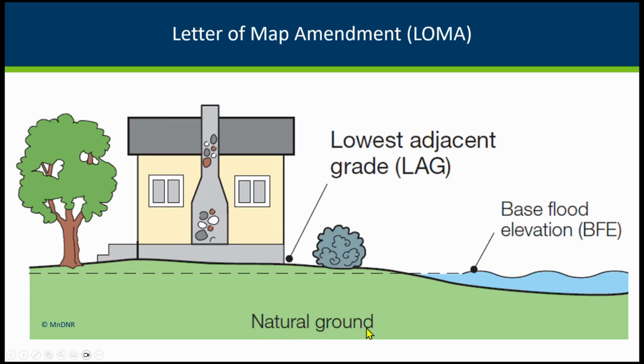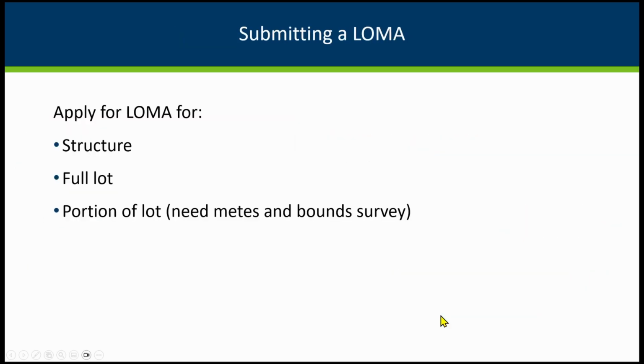The other thing is this is natural ground, and that means whatever the ground was on the day that the first FEMA map showed this area in the floodplain. So if there was filling done in the 40s or 50s, that doesn't count as fill. That would be considered natural ground. But if after the map comes out, someone goes and puts fill around the building, that's fill. That is not natural ground. So when you apply for a LOMA, you're either applying for the structure itself, for the full lot, or for a portion of the lot. And if you're applying for a portion of the lot, you need a metes and bounds survey.